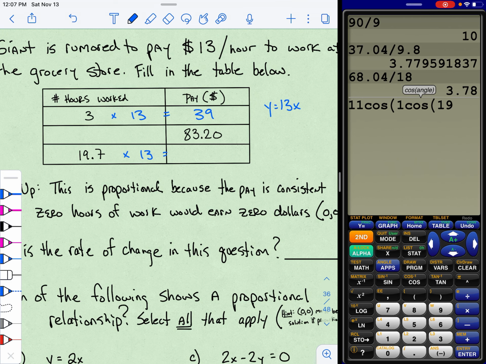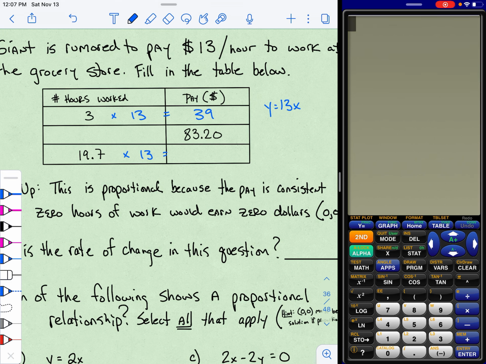I'll use my calculator for this one. 19.7 times 13 is 256.1. Or if I want to work backwards, I'm just going to divide by 13, right? That would make sense. So 83.20 divided by $13 an hour tells me I worked 6.4 hours. That's how you fill in a table.